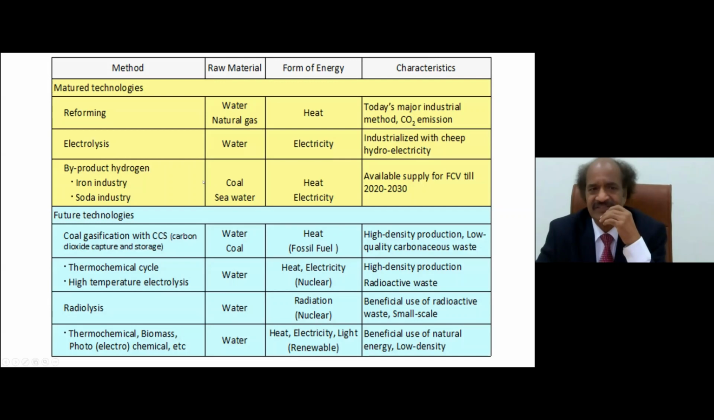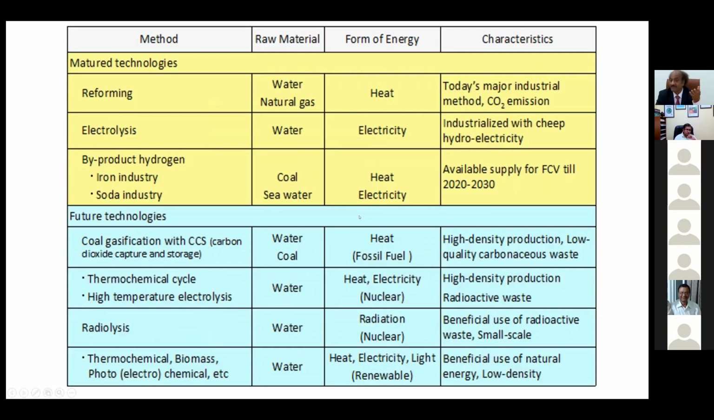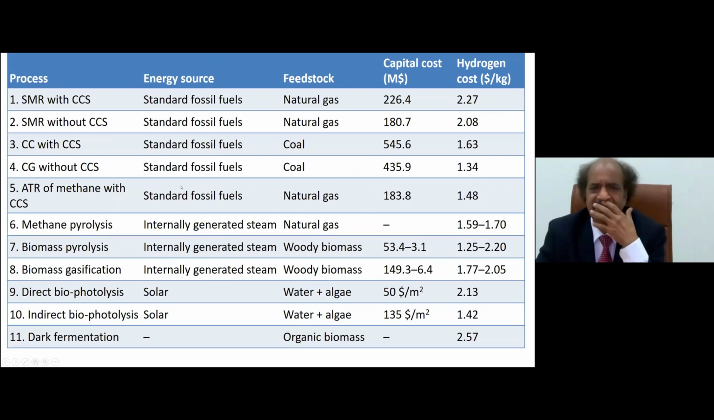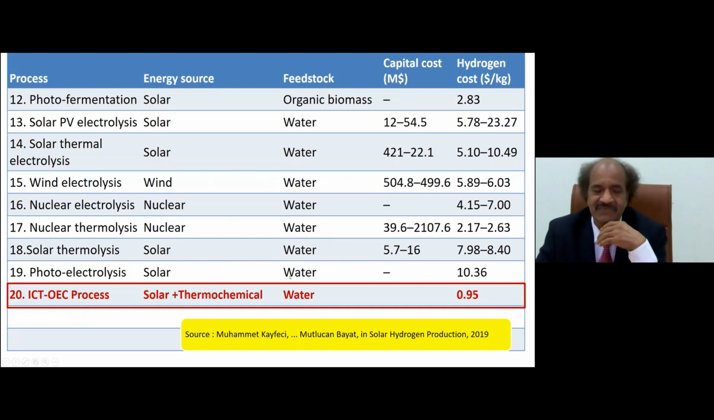The cost of the electrolysis is literally because of electricity. If you produce electricity at a very cheap rate and the electrolyzer costs go down, you are in the business. But right now it is not happening. And there are future technologies, among them our technology. So what we did, we compared with whatever is available in published literature on natural gas and coal and whatnot. The cost varied anywhere between $1.3 per kg to something like $10 per kg. There were 19 of these published, and this is also given in the 2019 report.